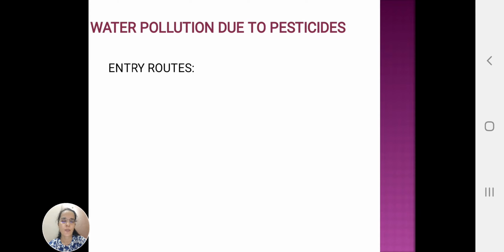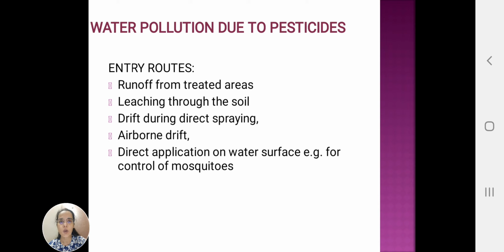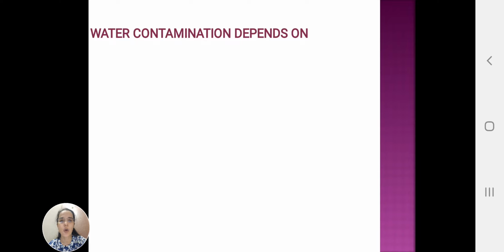Water pollution due to pesticides. The major entry routes for water pollution include runoff from treated areas, leaching through the soil, drift during spraying, the direct drift during spraying, airborne drift applied directly onto the water surface. Some pesticides like to control the mosquitoes are applied directly, which cause water pollution, and the intentional dumping and improper mixing of the pesticides near water causes water pollution.